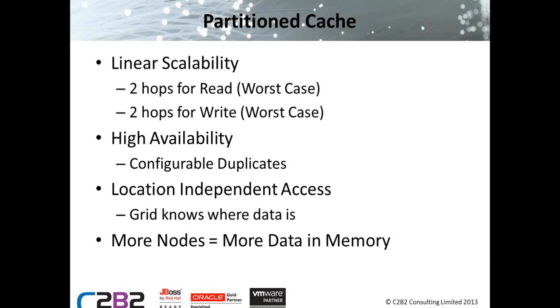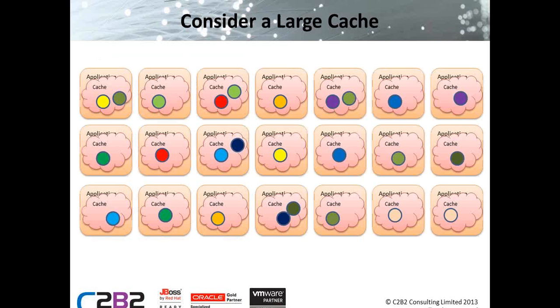But another key point that's often forgotten in partitioned caches is that the more nodes you add, the more data you can store in memory. So just as a simple model, if we look at a large cache, so here we have 21 nodes, which is a fairly large cache. If all 21 nodes were full of data, then how much would we actually store? So we did a quick calculation.